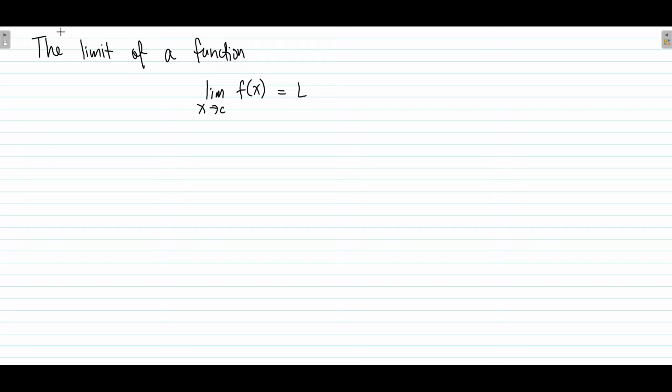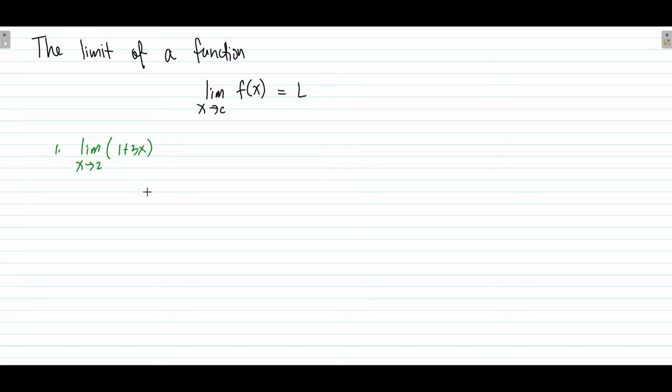Let us have an example. So let's consider this limit of the function 1 plus 3x as x approaches 2. What is the limit? So limit of the function 1 plus 3x as x approaches 2. So we are looking for the limit.